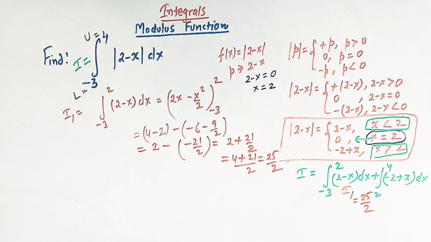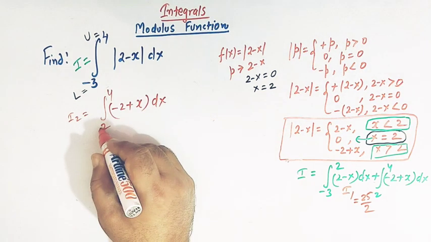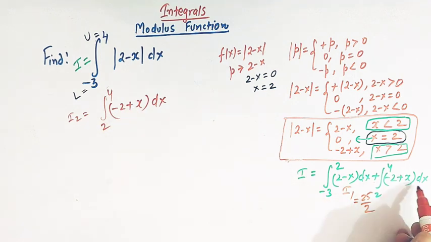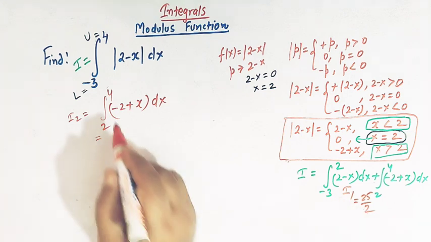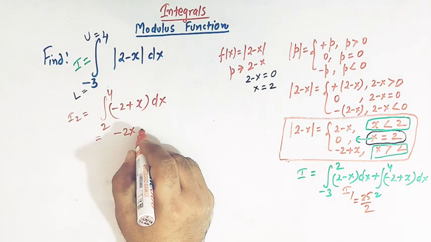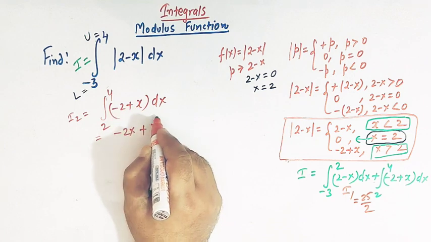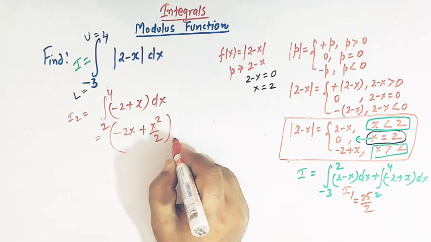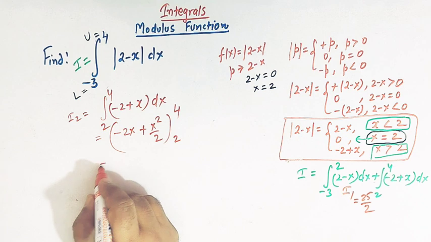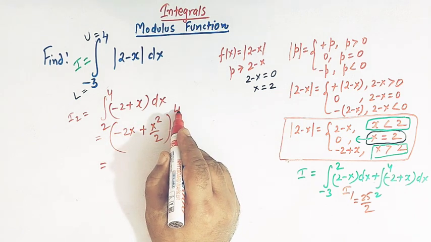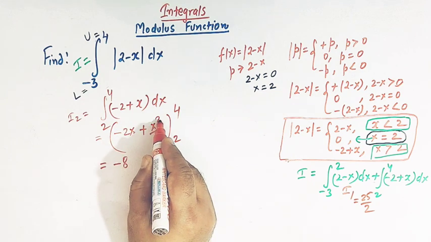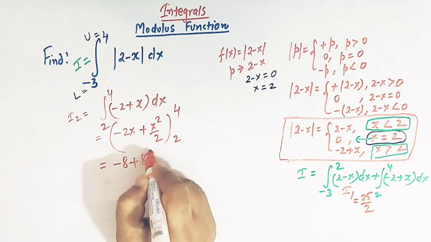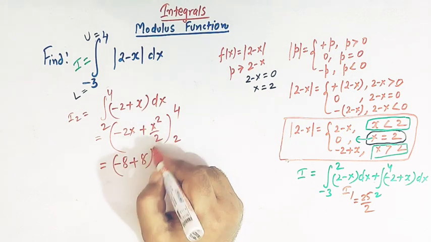Let us calculate the value of I2. So I2 is from 2 to 4 of minus 2 plus x dx, right? So as we have done in I1, here we have minus 2x, then we have the integral of x as x square over 2, and the limits are from 2 to 4, right? So first we'll substitute 4 for x. So we have 2 fours are 8. 4 square is 16 over 2, that is 8, because 16 divided by 2 is 8.